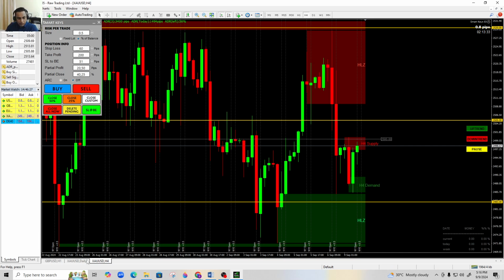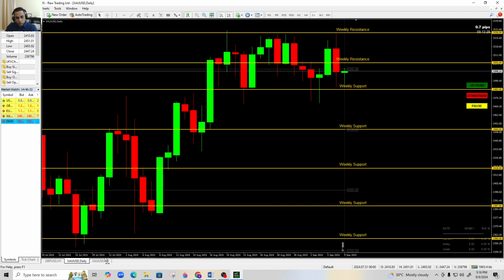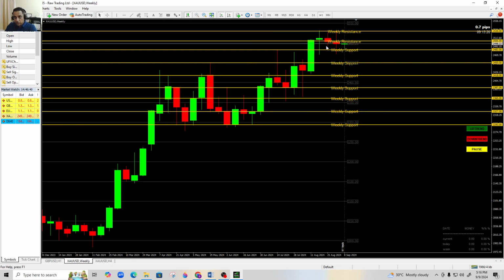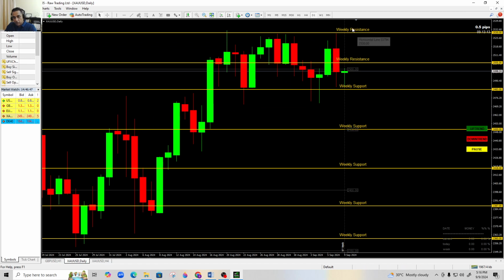All right. Now what I've done is here, just to explain what these yellow lines are. These are weekly support resistance lines. So if you go here on the weekly time frame, this is where these lines are based on weekly support resistance. Okay. So basically, I look at them on the daily time frame. They're kind of important to me on the daily time frame.